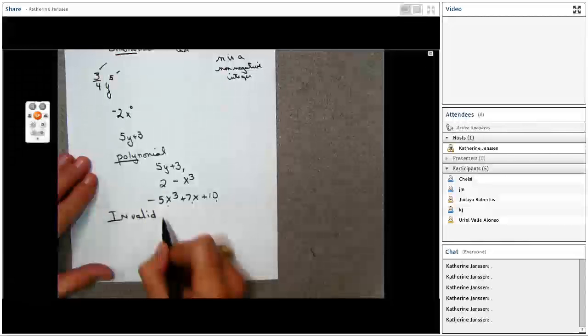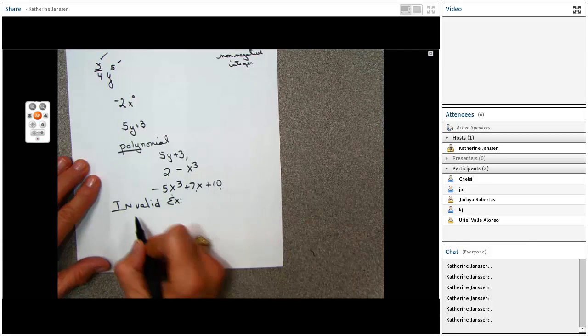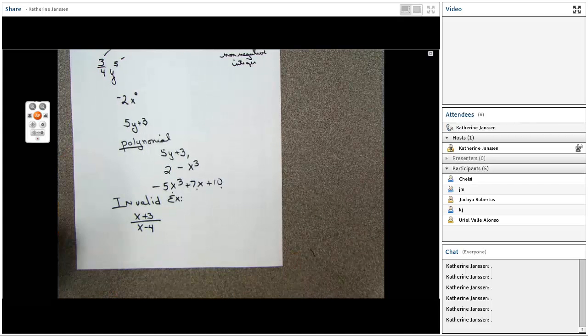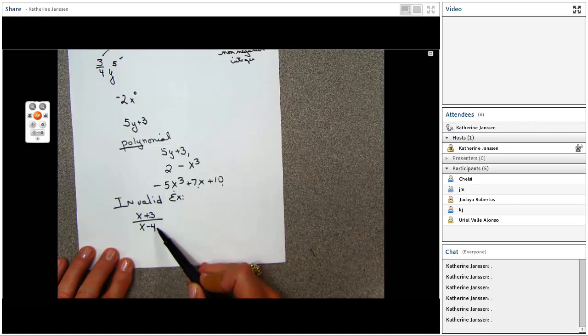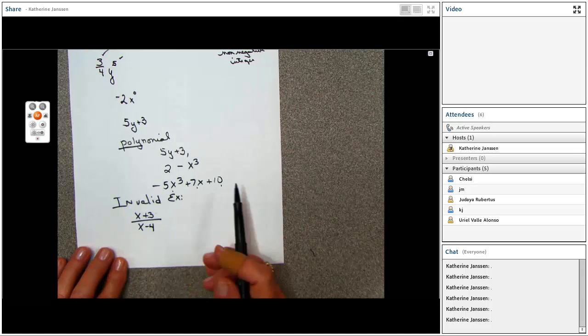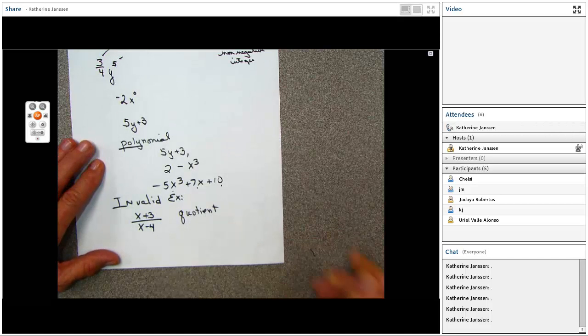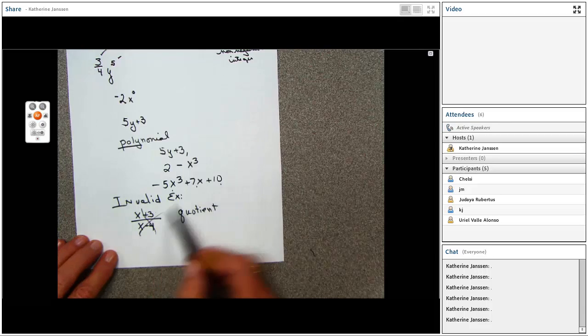Invalid examples. x plus 3 over x minus 4. Well, x plus 3 is a valid monomial or polynomial. x minus 4 is a valid polynomial. Why would that be invalid? This is a quotient. It's a quotient of polynomials. It's not sums and or differences of monomials. That's invalid.